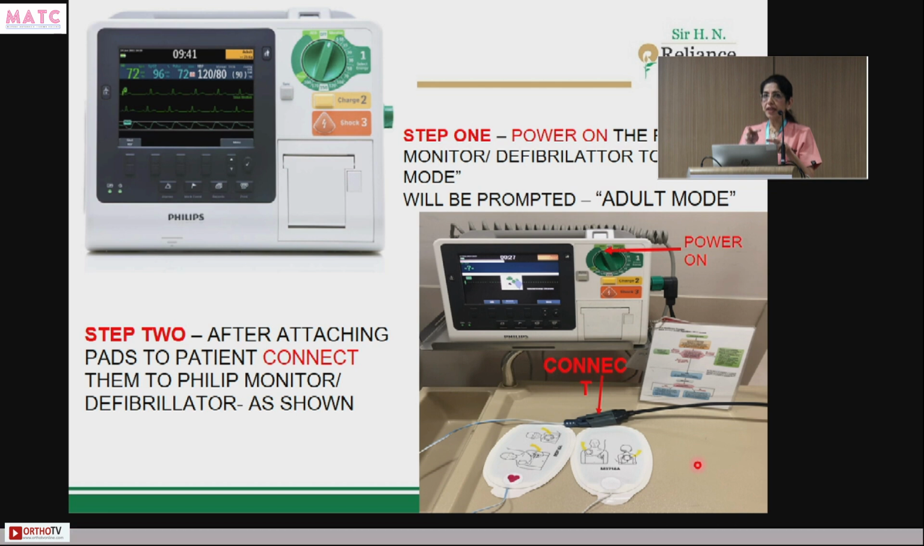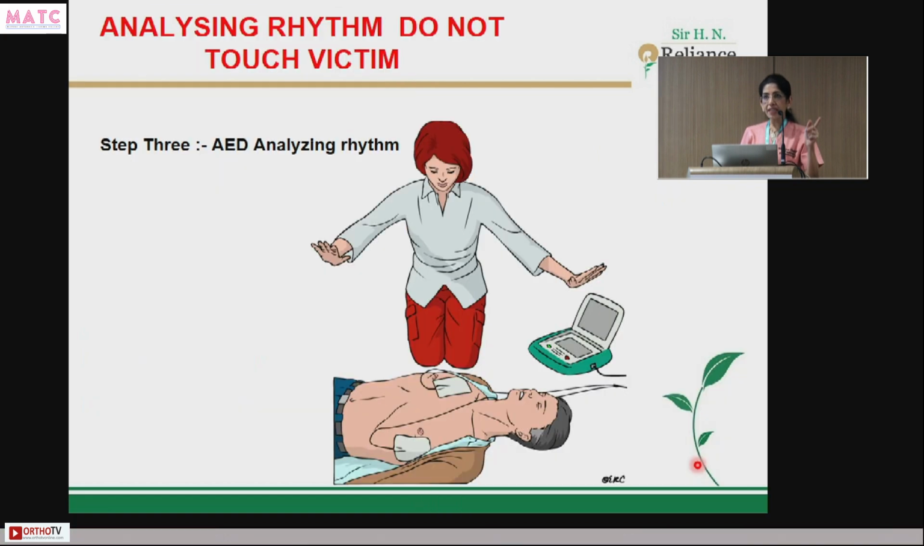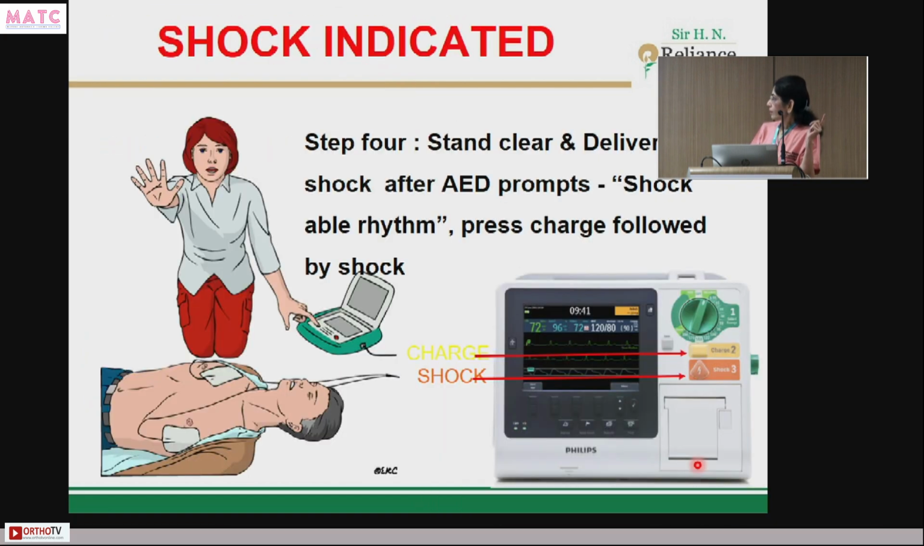So when the rhythm is being analyzed, you switch the roles, because after giving compressions for 2 minutes, the person who's giving the compression will get tired. So at that time when the AED is analyzing the rhythm, switch the roles, go to the head end. The head end person will come to the chest for giving chest compression. Switch the roles and start with the CPR without wasting much time. So these are the steps.